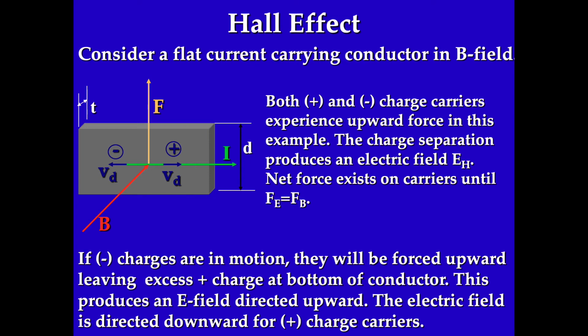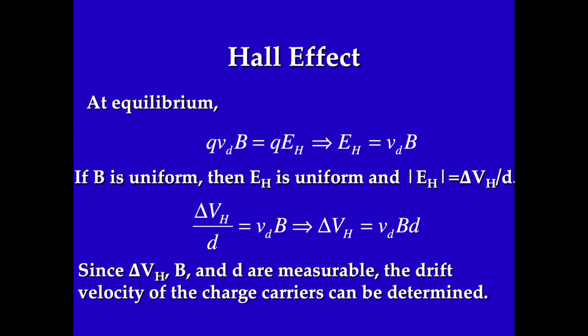And if the magnetic field's uniform, the electric field will be uniform. And so we use the Lorentz force, qvB equals qE. And you can show that the established field is the drift velocity of the electrons times the magnetic field. And again, if the magnetic field is uniform, the electric field is uniform. The electric field then is the potential difference between the top and the bottom of that conductor divided by the distance between the top and bottom of the conductor.